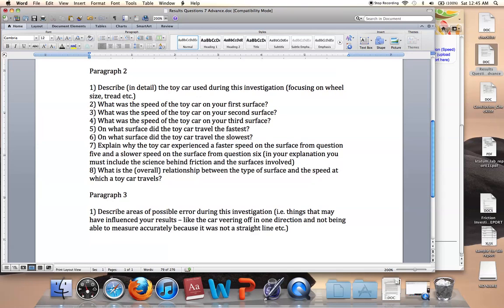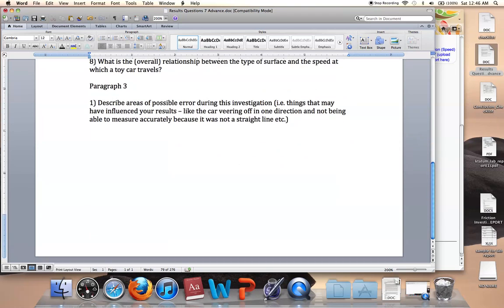So here you're going to tie in your knowledge about friction and how friction influences motion to the actual speed of the toy cars. And then in paragraph 3, this is where you're going to talk about any error that took place during the investigation.